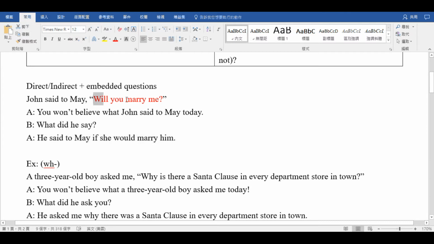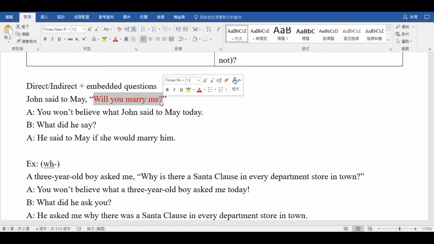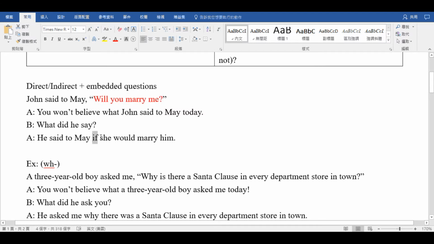Now, this is a yes-no question. Remember what we said about yes-no questions? We need a word to bridge these two parts of the sentence, and the word is usually if or whether. I choose to go with if. So, he said to me if she would marry him. Again, in an embedded question, you have to make sure that a subject is before a verb. So, subject before a helping verb, would.